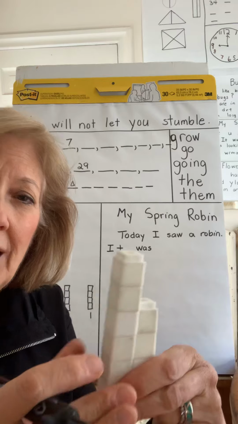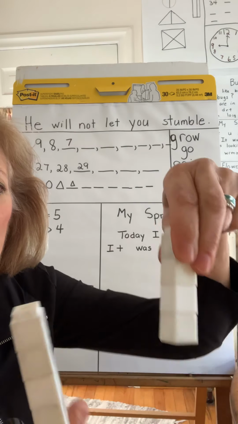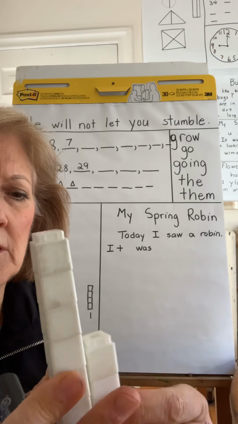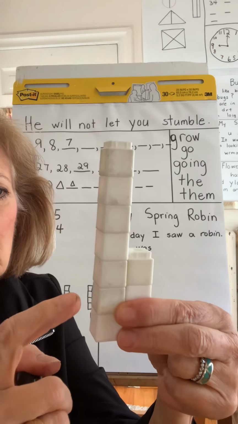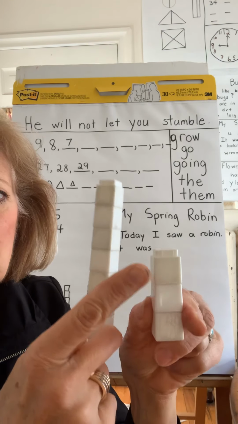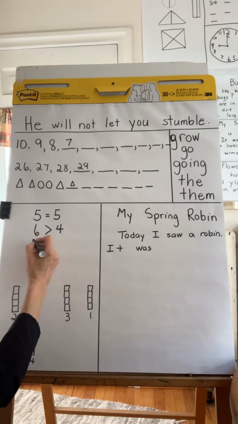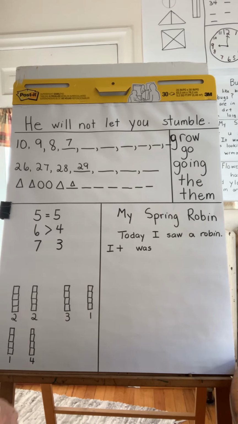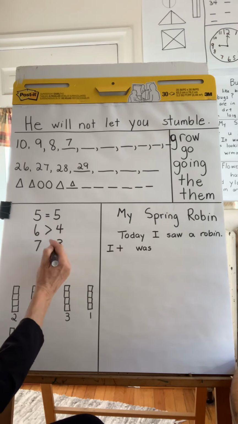Now, I'm going to do that one more time. I'm going to take one more off of my short tower and put it up here on the other tower. Let's see how many we have. 1, 2, 3, 4, 5, 6, 7. And here we have 1, 2, 3. So let's write that right here. 7 and 3. Now, is 7 equal to 3? No, 7 is more than 3. So we can make that same big symbol.